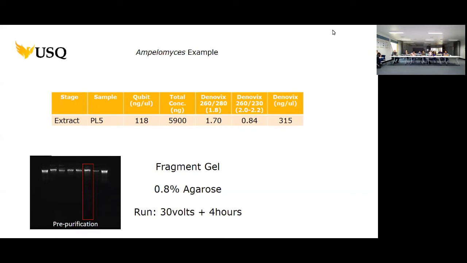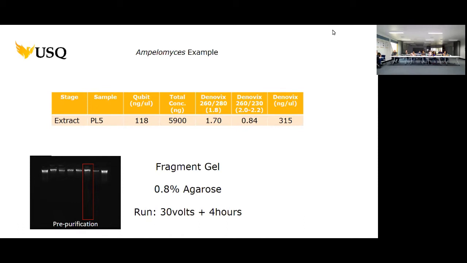As you can see, the DeNovix called a quantification of 315, compared to 118, so that's reading the impurities in the 230 ratio. I ran a fragment gel to have a look at what size fragments I had after my extraction, to make sure they were high molecular weight. The DNA ladder on that one is 23 kb, so those fragments are probably somewhere around 23, 25 kb in length. So that's really good.